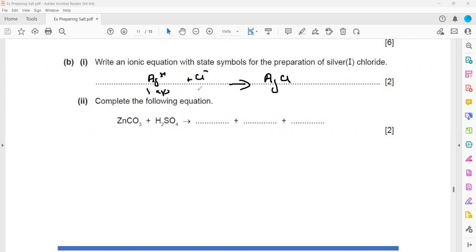Aqueous, and then solid. Zinc carbonate plus sulfuric acid gives zinc sulfate, ZnSO4 plus CO2 plus H2O. And then balance the equation. Seven are there. So it's already balanced. You don't have to.